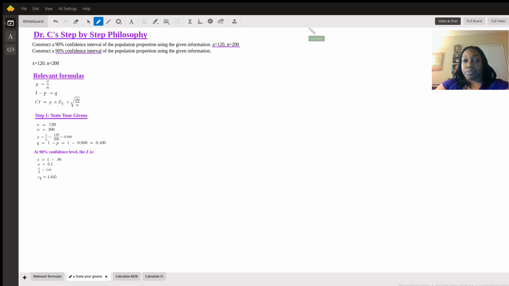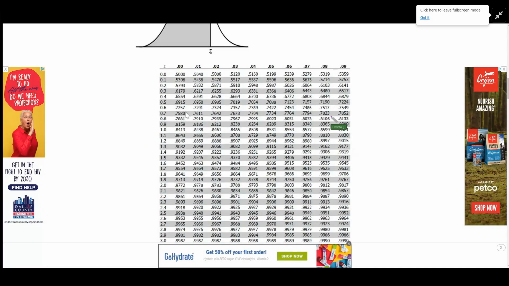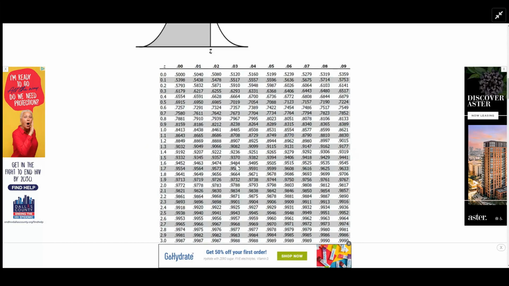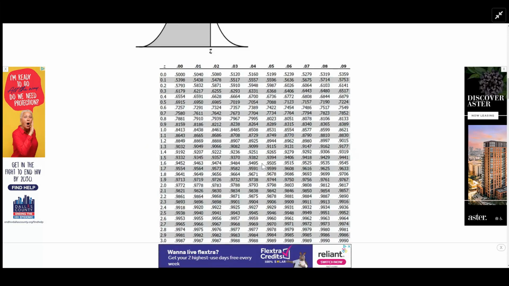So what we would do, we would go to our handy dandy z-score chart, and we would look for 0.95. We don't exactly see 0.95, but we definitely see 0.9495 and 0.9505. So that means our z-score is approximately in the center of these two numbers. So we would take 1.64, and then we would take 1.65, add them up, divide them by 2, which gives us a z-score of approximately 1.645.